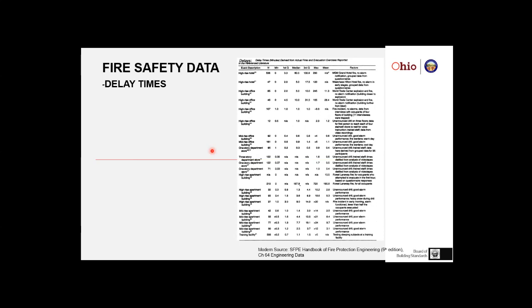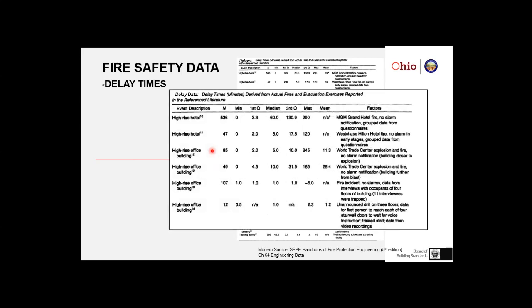So let's look at delay times. This is some data that investigators have discovered or researched, and this data is laid out here by event. Typically, this type of data is obtained by sending out a questionnaire or surveying survivors of a fire after the event. And sometimes they collect data by running videos during fire drills. That's how they can develop data that they can use in these fire models and egress models.